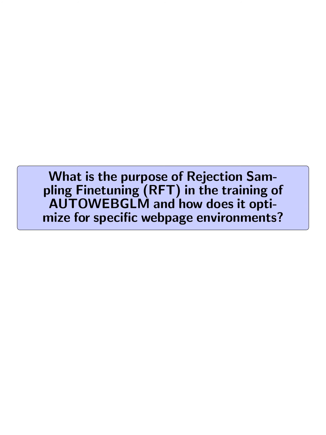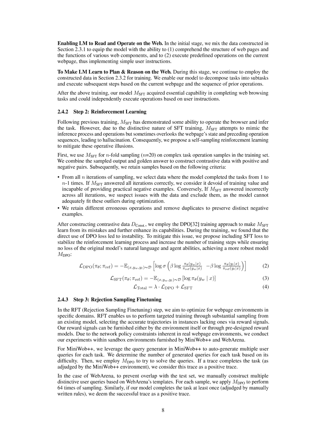What is the purpose of rejection sampling fine-tuning, RFT, in the training of AutoWebGLM, and how does it optimize for specific web page environments? The purpose of rejection sampling fine-tuning, RFT, in the training of AutoWebGLM is to optimize for specific web page environments by enabling targeted training through substantial sampling from an existing model, selecting accurate trajectories in instances lacking ones via reward signals. RFT allows the model to learn from its mistakes and enhance its capabilities by focusing on specific domains.